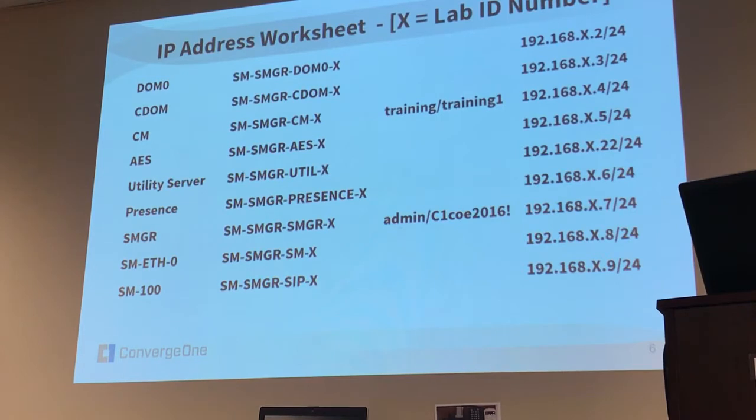That one is okay. Now, utility server, this is the IP address, and you don't have credentials here, but the username is going to be admin, maybe write it down, and the password is going to be admin01. That's for the utility server.